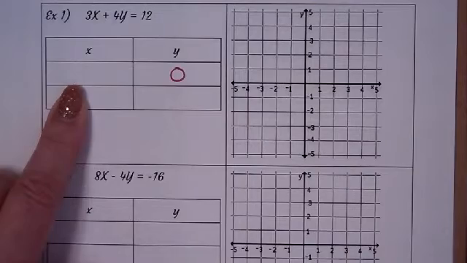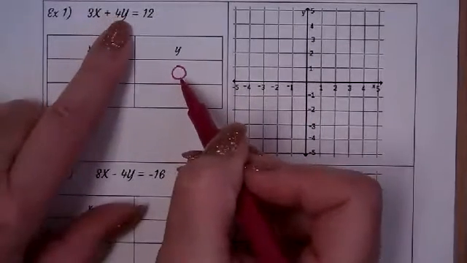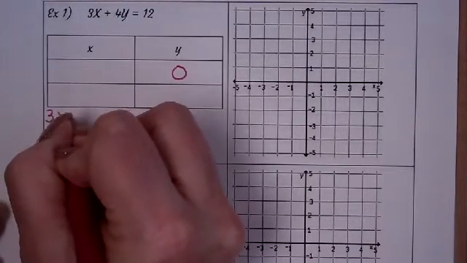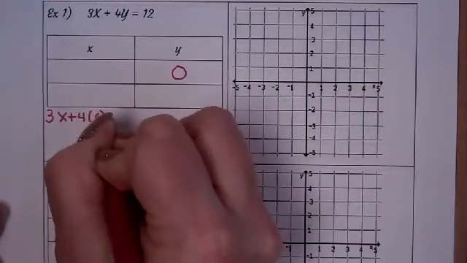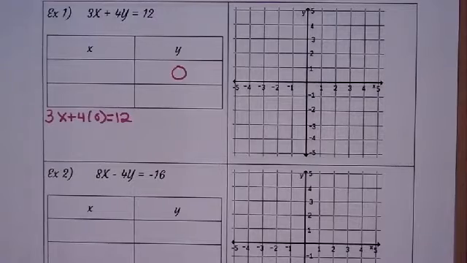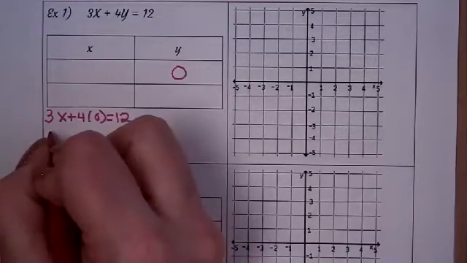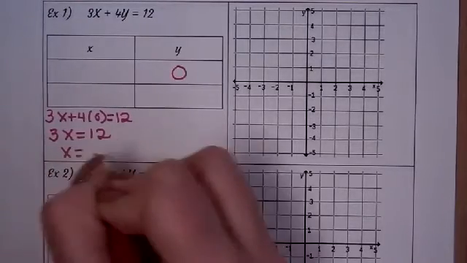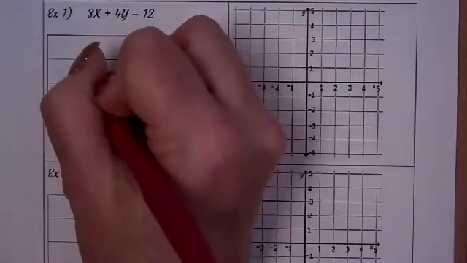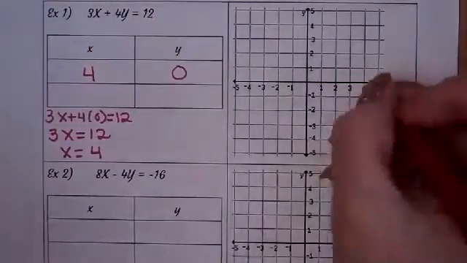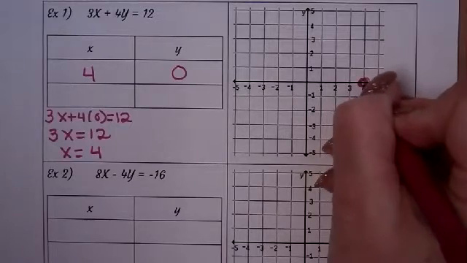So what I'm going to do is take my equation up here and I'm going to replace the y with a 0. Okay, so what I'm going to have is 3x plus 4 times 0 equal to 12. Just like that. Now, we know that 4 times 0 is 0, so what I really have right here is 3x equal to 12, and that means x has got to equal to 4. So that means my x-intercept is positive 4. So I know it's going to cross the x-axis right there at 4.